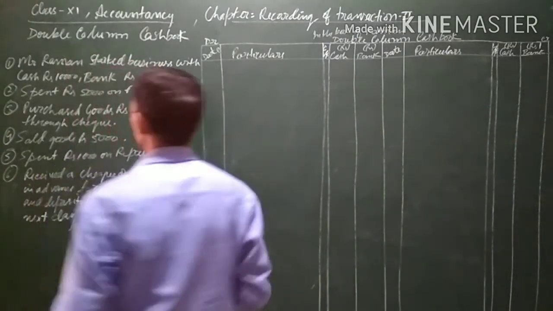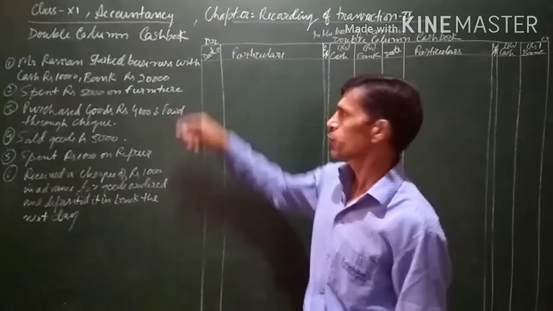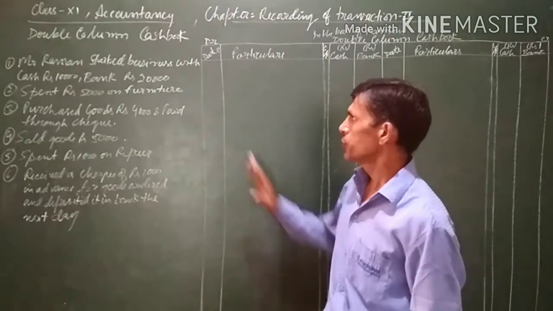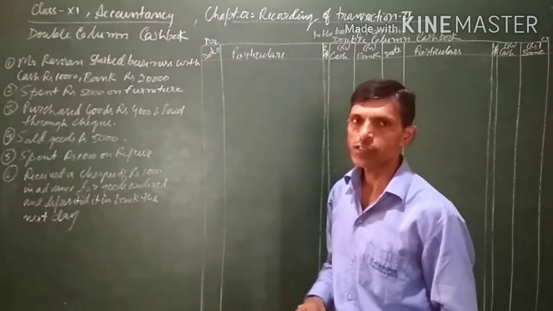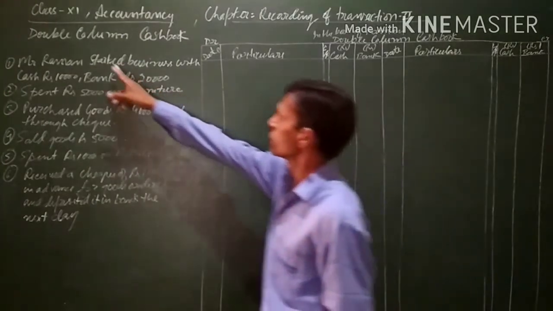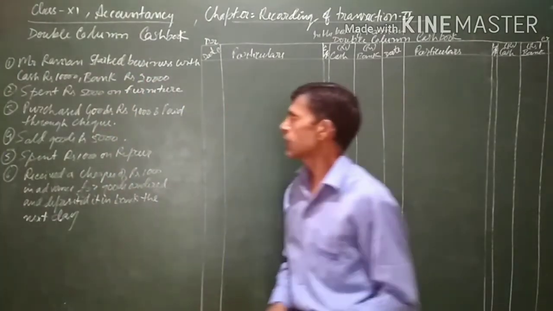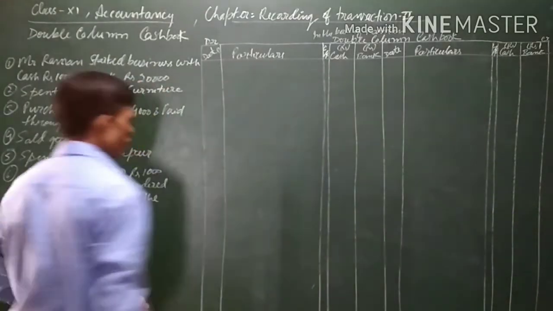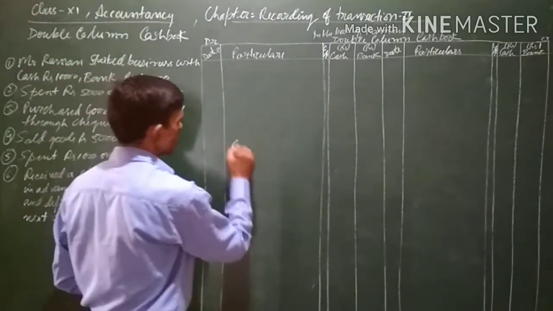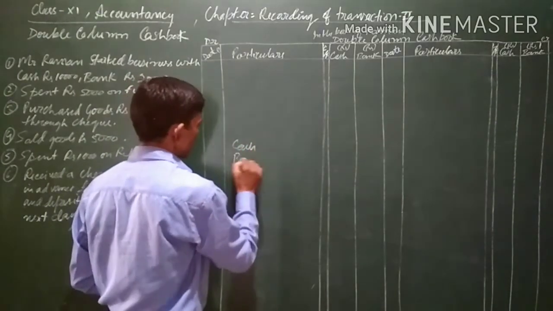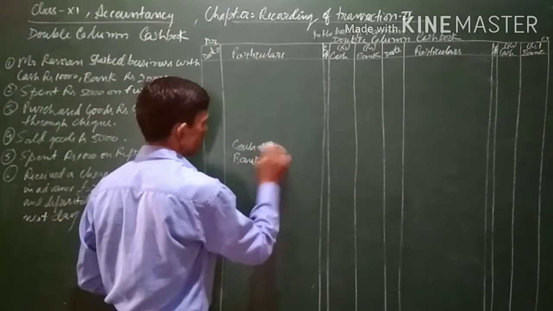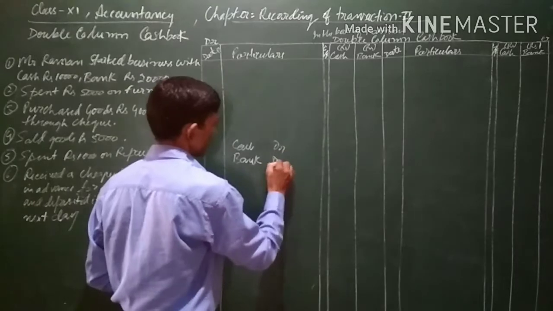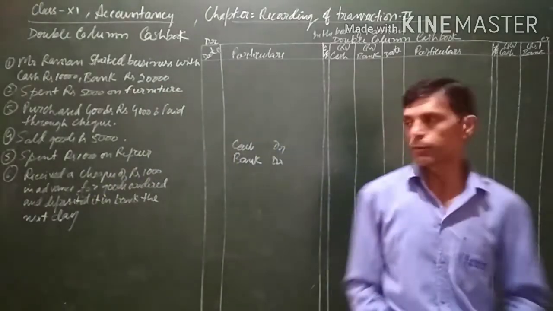Now I have written one question here, and along with that question we will be discussing how to write this transaction in the books of account, that is, in the cash book. Mr. Raman started the business with rupees 10,000 cash and 20,000 in the bank. Now see what the journal entry will be for this. When the business is started, cash and bank, these are the two assets coming into the business.